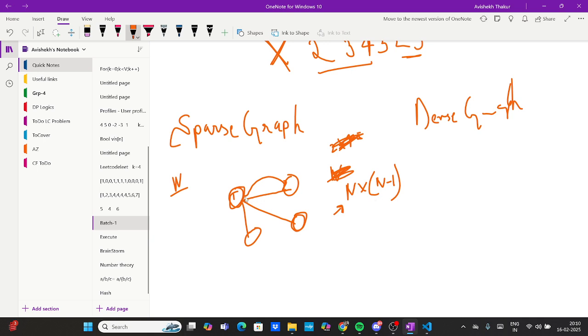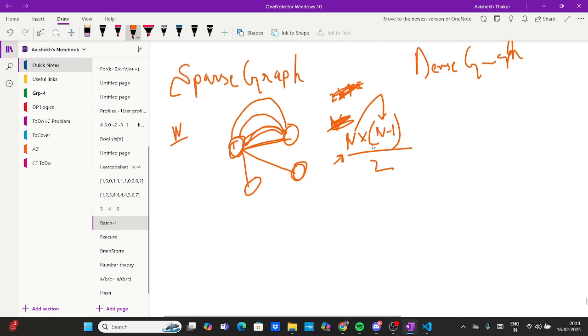What is the meaning of n into n minus 1? With one node you are trying to connect with n minus 1 nodes, that is from 1 you connected with 2, but again you're saying that from 2 also you need to connect with 1, which is wrong, correct? Divided by 2. Exactly.